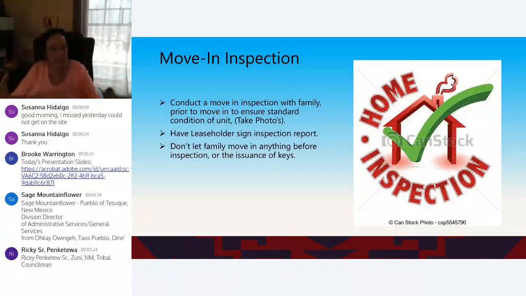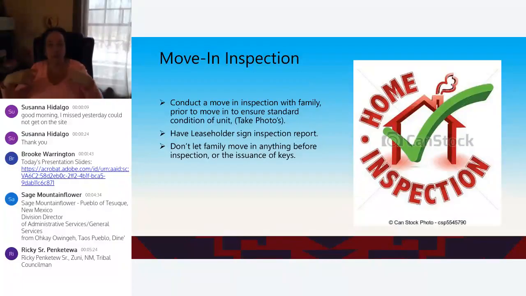So your move-in inspections: you conduct a move-in inspection with the family prior, to ensure standard condition of the unit, okay? Don't give them a key when they say, we got to get out, can we start moving stuff? Your maintenance guys will help you. You can't do that. Not only that, if you do it for one, you're supposed to do it for everybody that ever asks you to do that. And the minute one of them puts a hole in a wall and then doesn't claim it, so you just say, no, I'm sorry. You can have the key when the unit is ready.